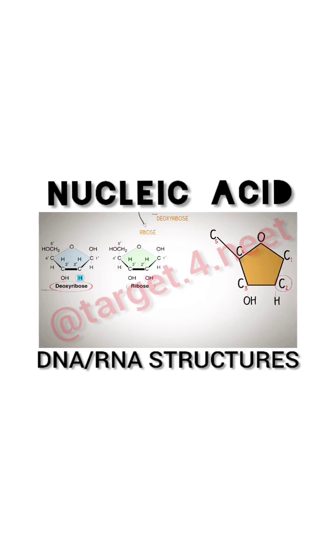The resultant sugar, deoxyribose, is more stable as compared to ribose because of one less functional group. Deoxyribose is present in DNA and ribose is present in RNA. You can also remember this by the starting letter of DNA, which starts with D, so the sugar is deoxyribose, and RNA starts with R, so the sugar is ribose.